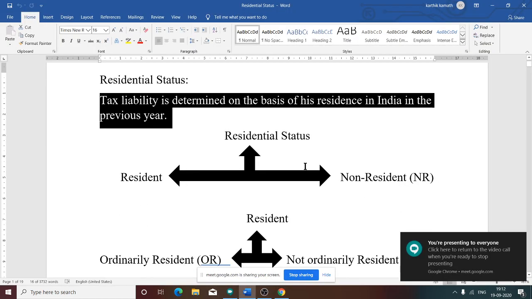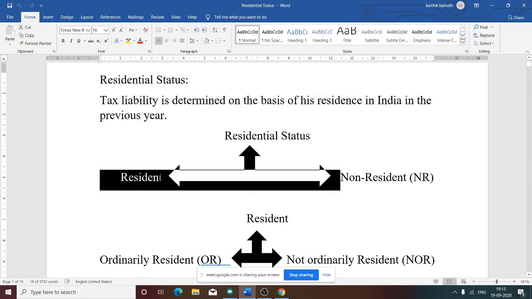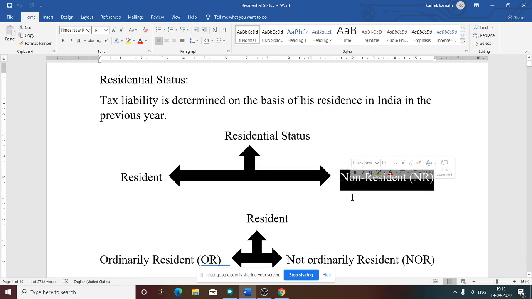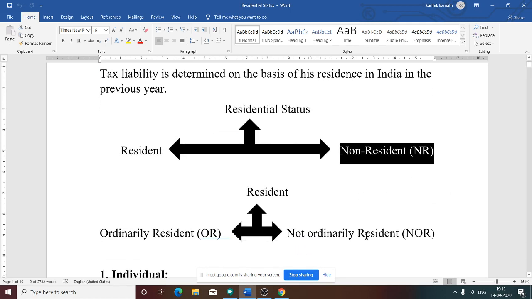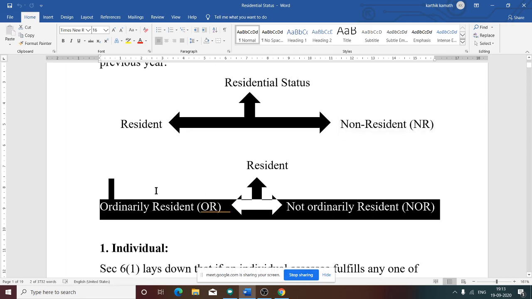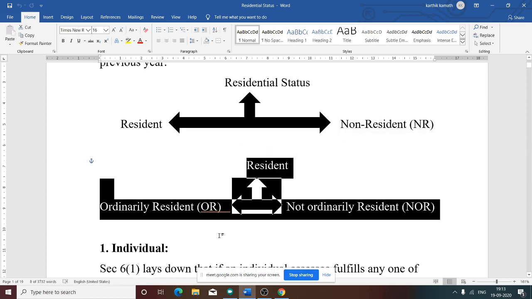In residential status, there are two main types. One is resident and one is non-resident. That also we have discussed in the previous class. Under resident, again there are two categories: one is ordinarily resident and one more is not ordinarily resident. Ordinarily resident can be termed as OR and not ordinarily resident can be termed as NOR.